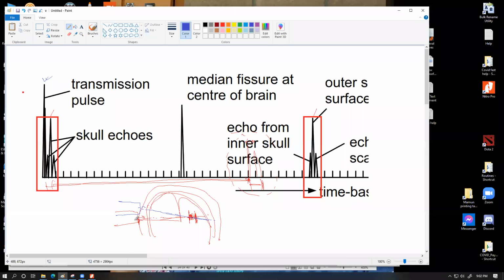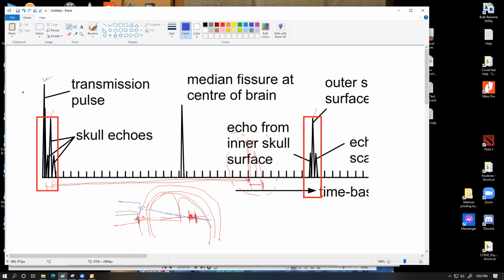Actually, it can be more than 1,000. I forgot the number, but it's a very high number. It can do a lot of scans every second because it is only sending one pulse, waiting for the pulse to come back, and then it will send the second pulse and wait for that pulse to come back, and it will keep on doing this through the head and collecting information.